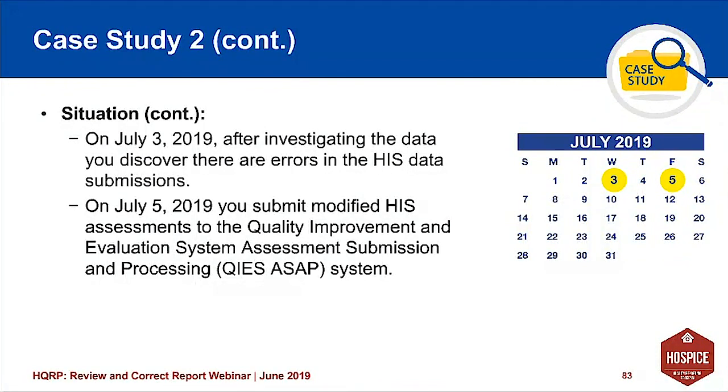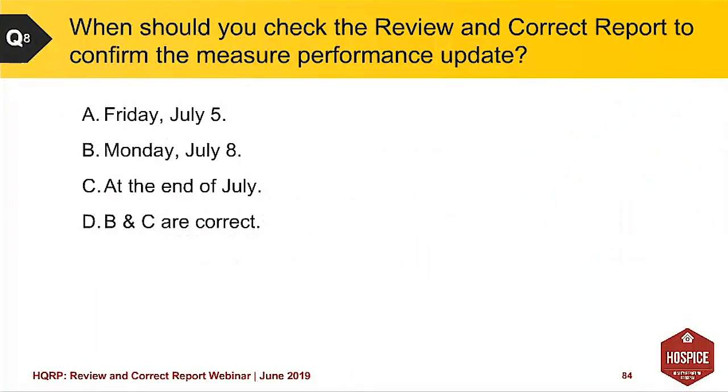So here's another situation. On July 3rd, after investigating the data, you discover that there are errors in the HIS data submissions. So on July 5th, which is a Friday, you submit the modified HIS assessments to the Quality Improvement and Evaluation System Assessment, Submission, and Processing, which is the iQIES ASAP system. So when should you check the Review and Correct report to confirm that the measure performance was updated?